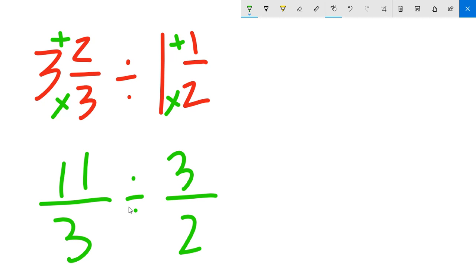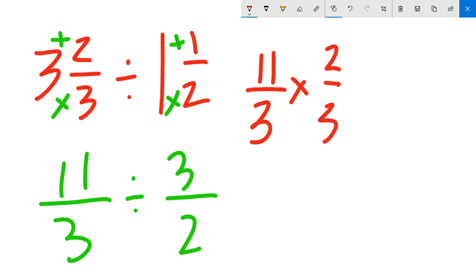Now, you'll notice that I still have my division sign because all I did was rename each mixed number. I didn't do my same change flip yet, but I am going to do it now. So I'm going to scooch over to the right side of the screen because, of course, I ran out of room. My chubby finger is writing too big. And I'm going to keep the 11/3 the same. I'm going to switch this division to multiplication. And then I'm going to flip the 3/2 to be 2/3. And when I get to that point, I am ready to multiply.